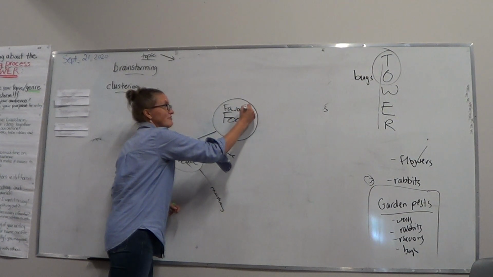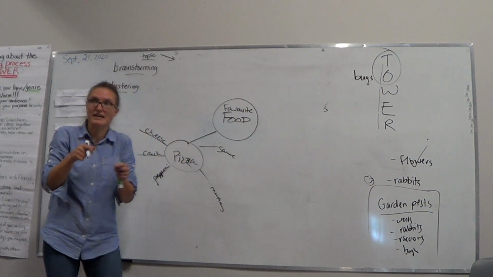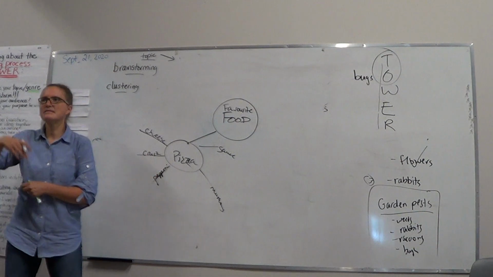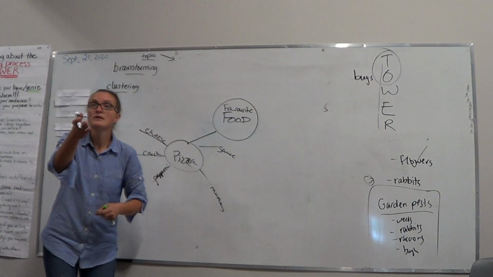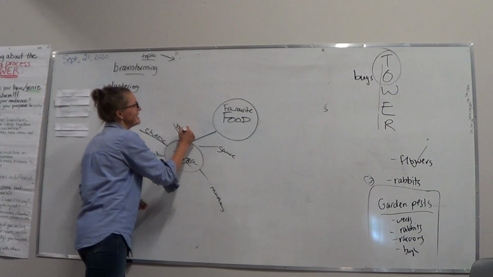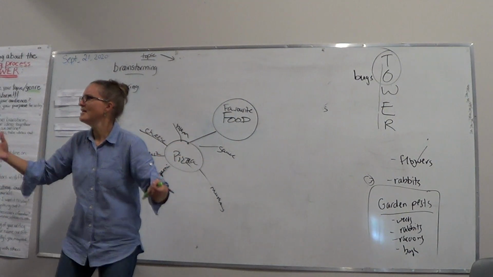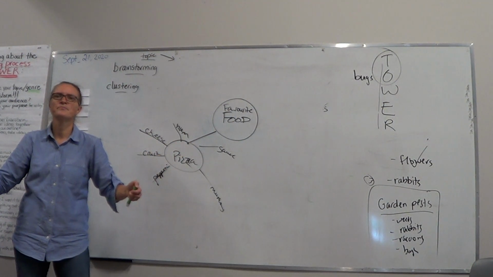So I love pizza. Now I'm getting a little more specific. Okay, my favorite foods. Pizza is one of them. Somebody yell another favorite food. Oh yeah, we want ham, of course. What is a pizza without ham? Okay, what else? What do we have for favorite foods?